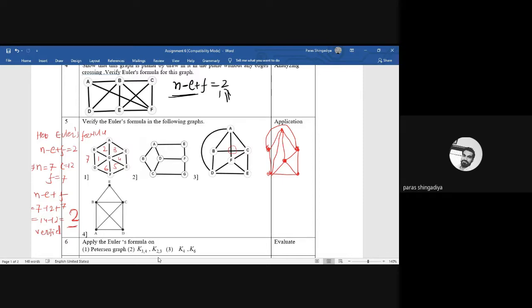Okay, and you can see that the number of regions are 1, 2, 3, 4, 5, 6, and 7. Clear? 1 is the outside and 6 are the inside. That is one answer.